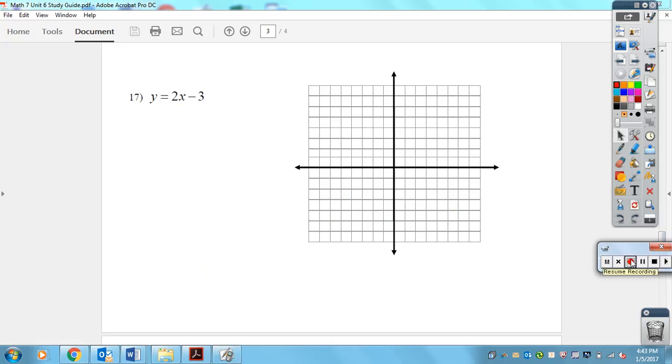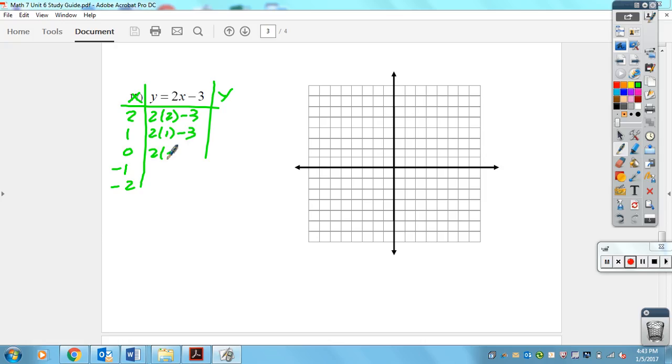Another one asking me to make a table. This one's almost easier than the first one. X and Y, looking for my inputs, 2, 1, 0, negative 1, negative 2. So it's 2 times 2 minus 3, 2 times 1 minus 3, 2 times 0 minus 3, 2 times negative 1 minus 3, and 2 times negative 2 minus 3.